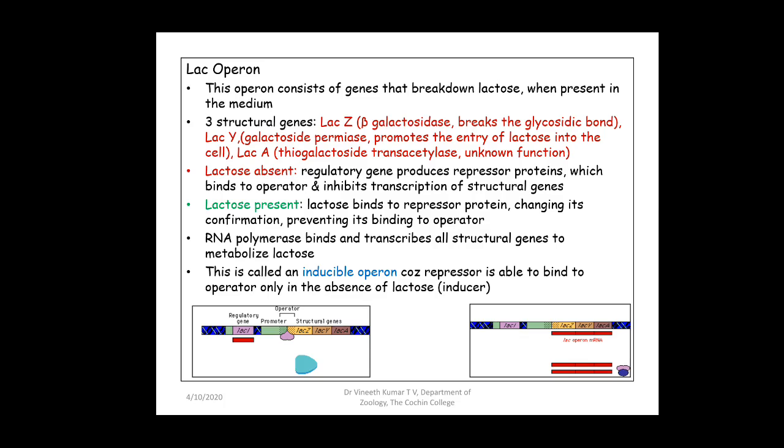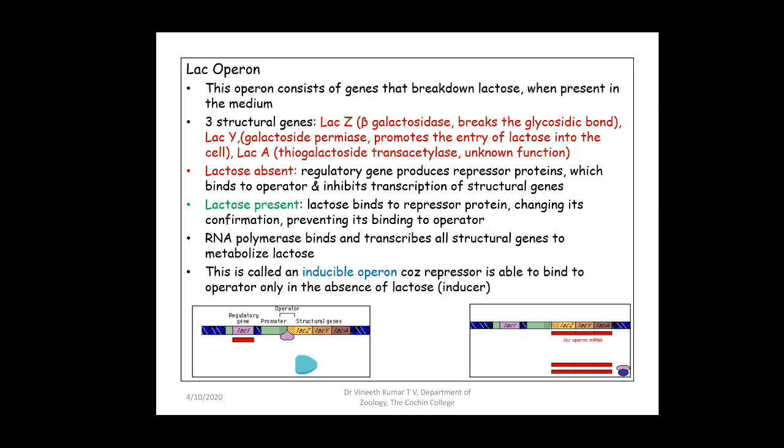First, we'll take what is happening in the operon when lactose is absent. That is what is seen in the image towards the left side of this slide. When lactose is absent, the regulatory gene is a constitutive gene which produces the protein always, which is a repressor protein.